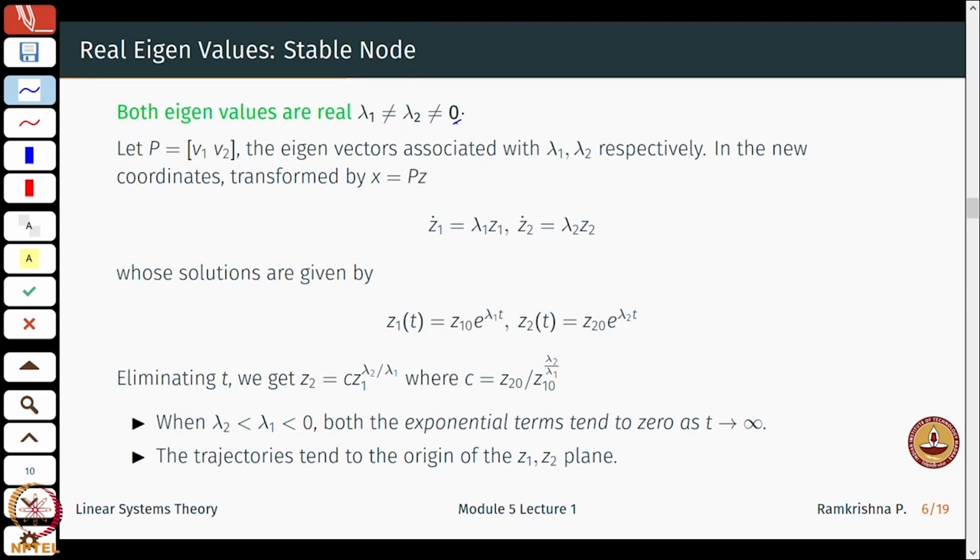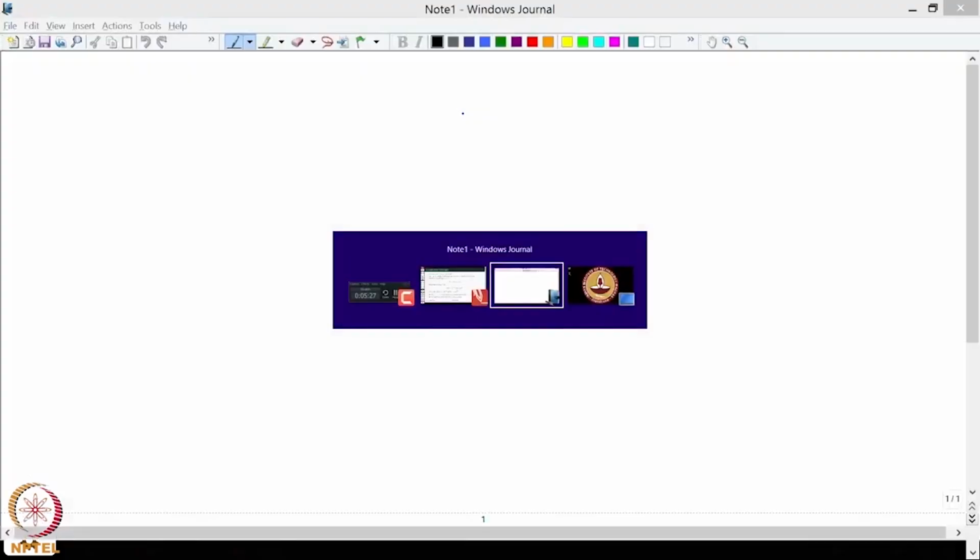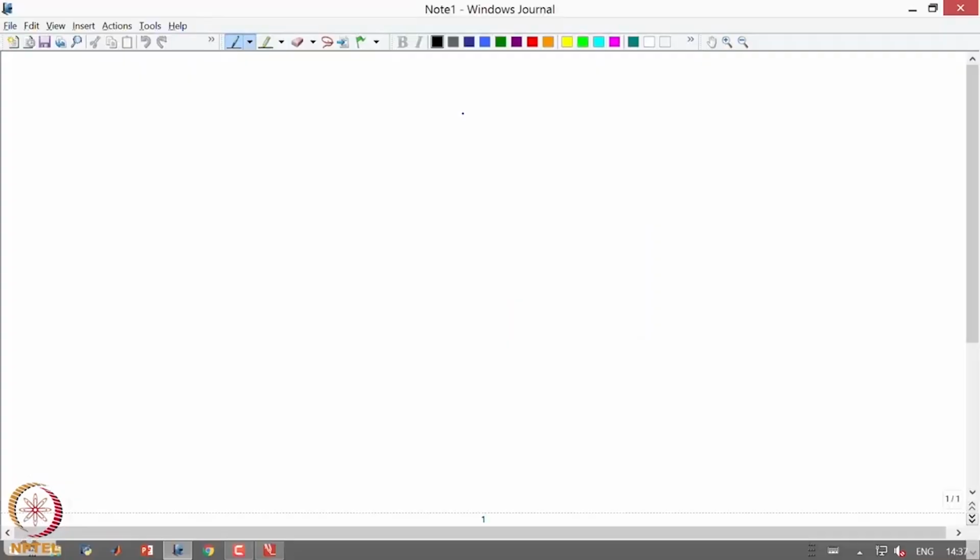Okay, so let us say I have this set of eigenvalues. Let me just derive this, and I come back to this slide. So, I have lambda 1 and lambda 2, which are not equal to each other and which are also not equal to 0. And again I am looking at a system with x dot equal to A x.